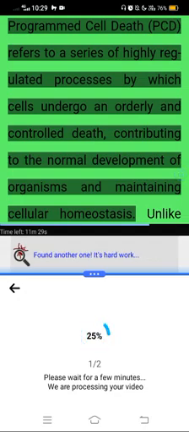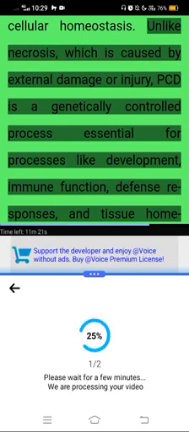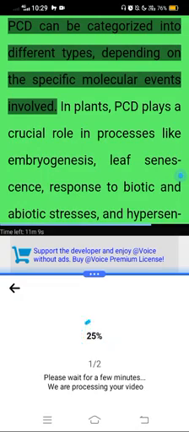Programmed cell death (PCD) refers to a series of highly regulated processes by which cells undergo an orderly and controlled death, contributing to the normal development of organisms and maintaining cellular homeostasis. Unlike necrosis, which is caused by external damage or injury, PCD is a genetically controlled process essential for development, immune function, defense responses, and tissue homeostasis. The study of PCD in plants, animals, and humans has significant implications for understanding disease mechanisms and therapeutic interventions.